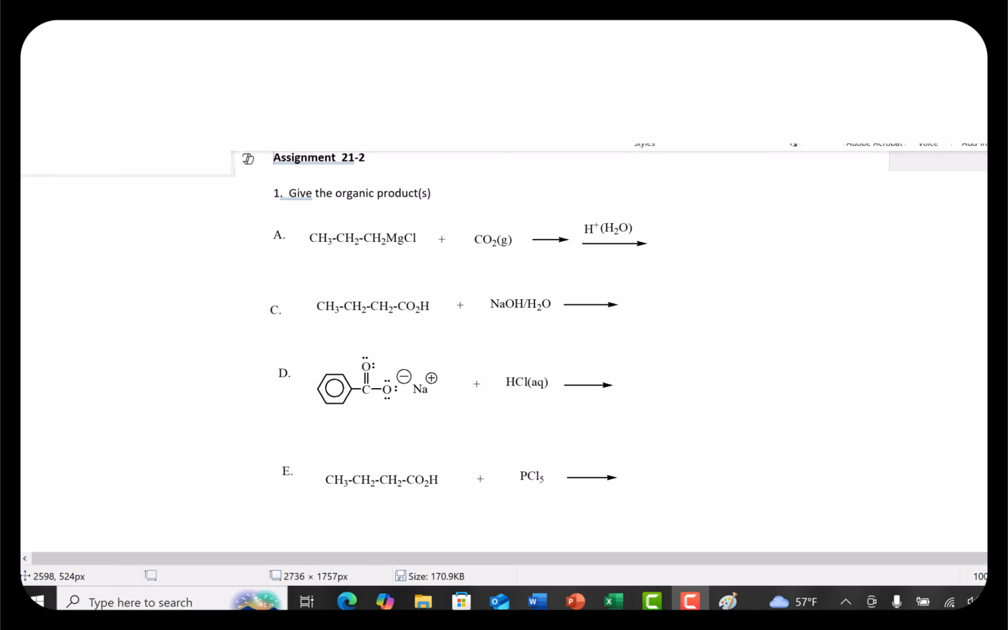So here we go. In problem A, we have a Grignard reagent reacting with CO2.